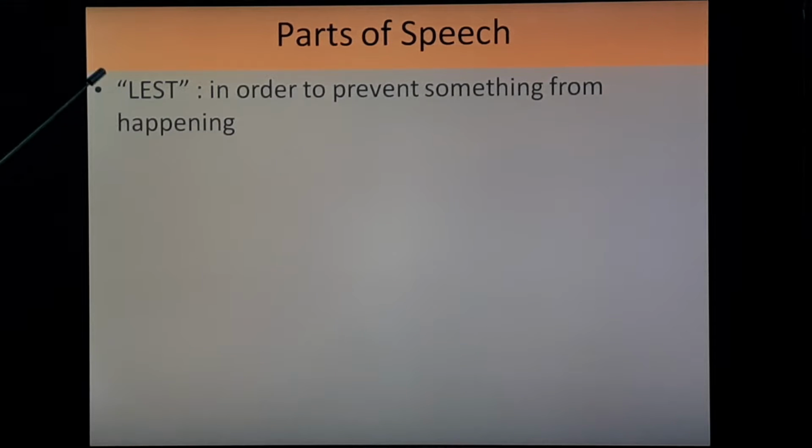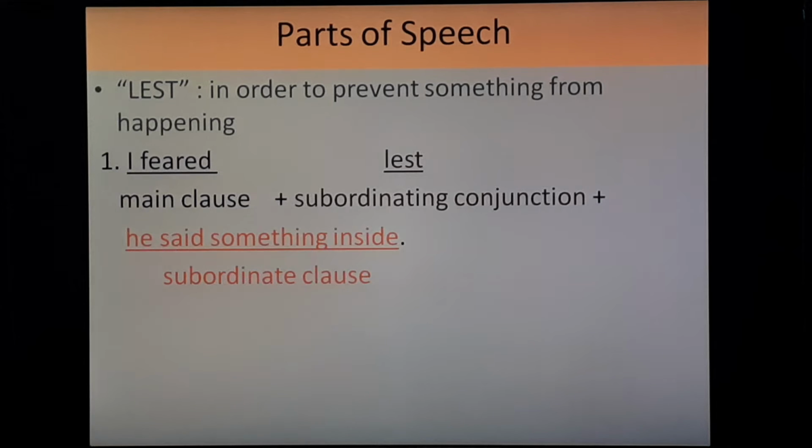First of all, we will see lest. So, what is the meaning of lest? In order to prevent something from happening. That is the meaning of lest. Let's see an example. I feared lest he said something inside. So, here I feared, that is main clause, lest, that is subordinating conjunction, and he said something inside, that is subordinate clause. So here lest is given in order to prevent something from happening.